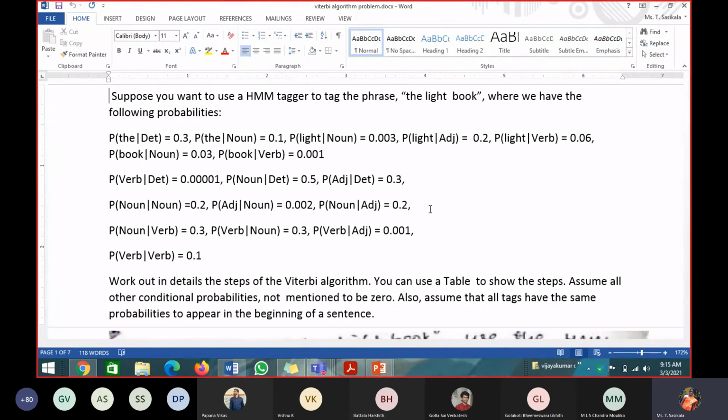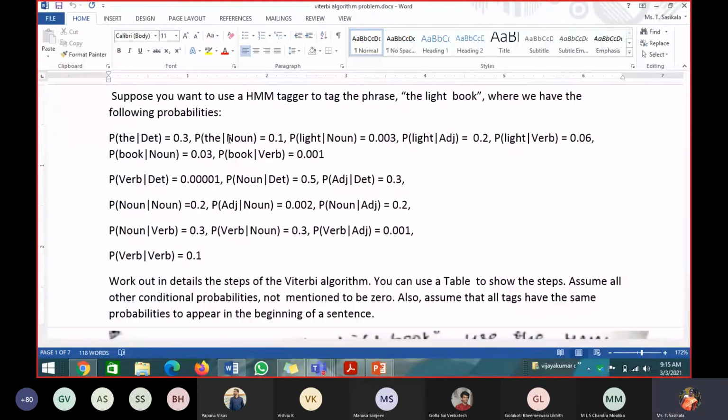Can you tell me how many possible probabilities they have given in the problem for the first word, the? 2. What are the 2 possibilities they have given? The as determiner and noun. Very good. Among these two, the should have only one tag, right? Either noun or determiner. Very good. So among these two, I have to find one.